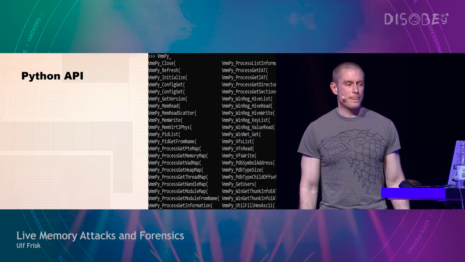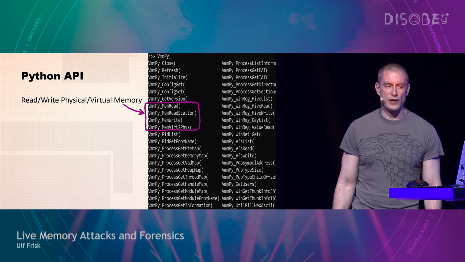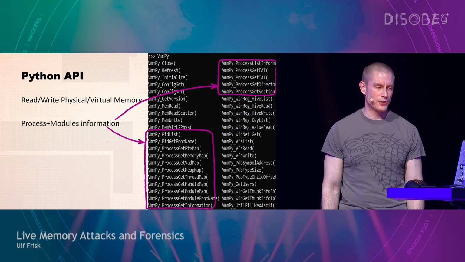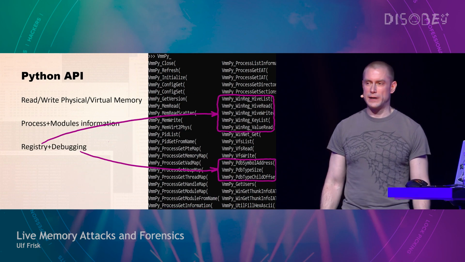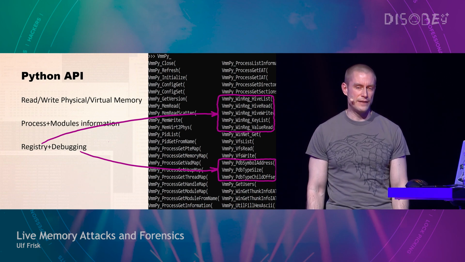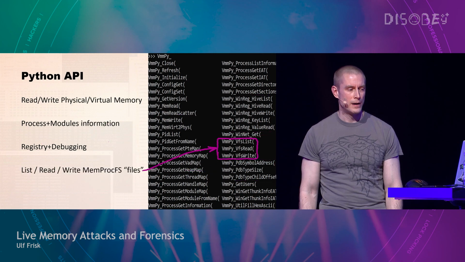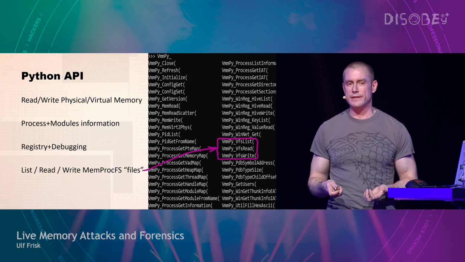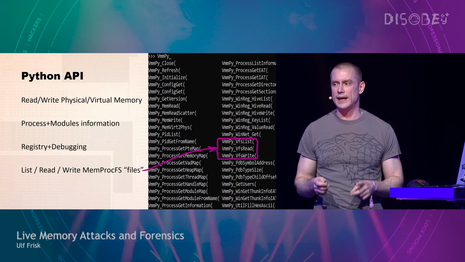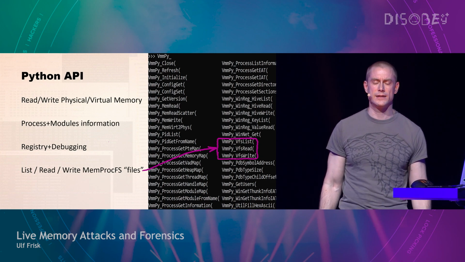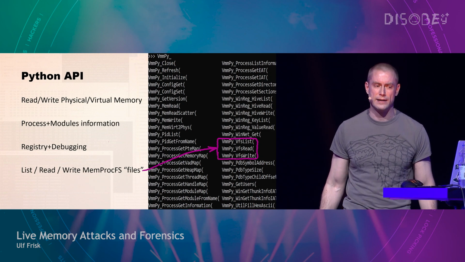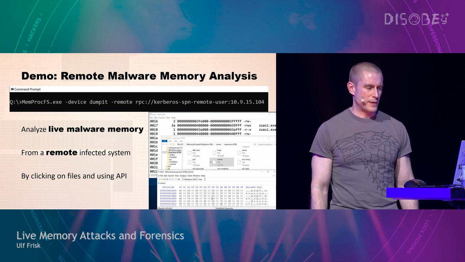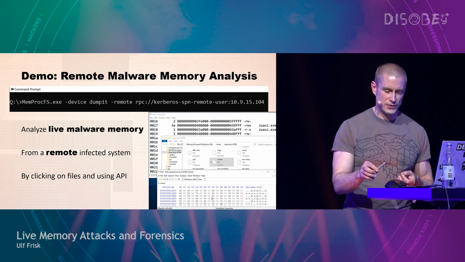We have the Python API functionality. You can do pretty much everything in this. You can read and write memory, both virtual memory and physical memory, various process and module information, information about the registry, and if you want to use PDB files from Microsoft Symbol servers, you can do that as well. And also, you can read, write and list files in this virtual file system. Even if the virtual file system is not mounted, it will still reside within this analysis library, and you can use the API to list files in these virtual directories, read the files, and write to the files. So let's do some remote malware analysis and analyze the live memory from a remotely infected system by clicking on Files and using the Python API.